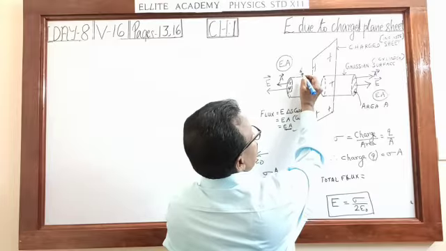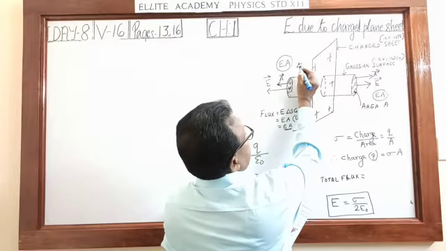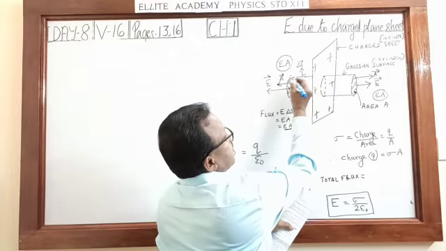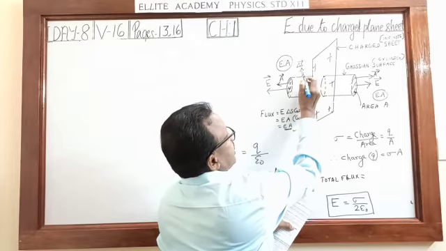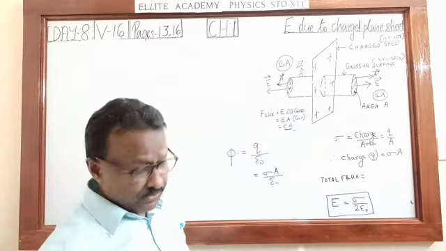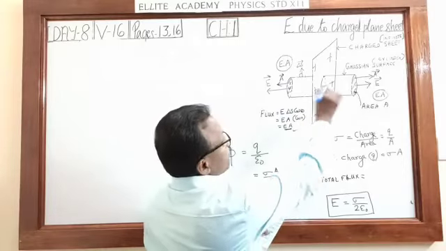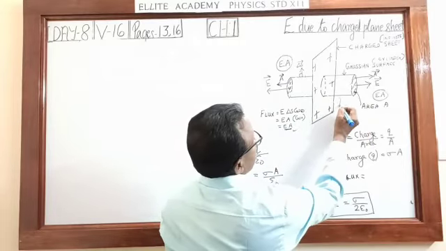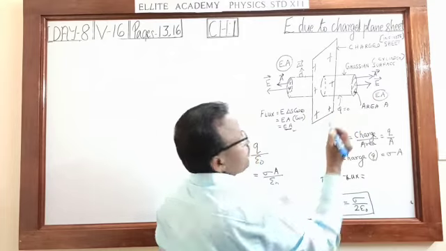Otherwise, the area of the surface I represent by a vector perpendicular to the plane, outwards. The electric field will be in this direction. The angle is 90, so cos 90 is going to be 0. What is the flux? 0. So flux along the horizontal surface is going to be 0.